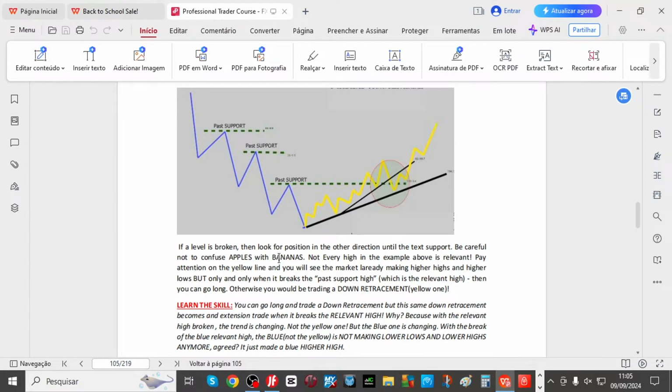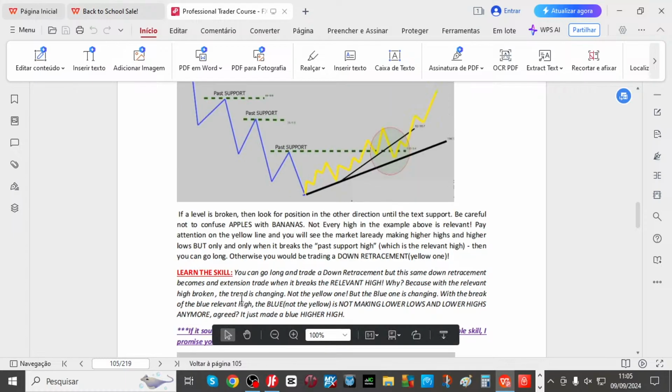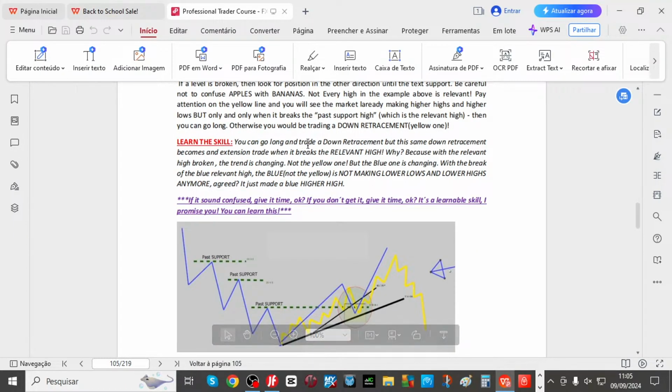Be careful not to confuse apples with bananas. Not every high in the example above is relevant. Learn the skill. You can go long and trade a down retracement, but this same down retracement becomes an extension trade when it breaks the relevant high. Why? Because with the relevant high broken, the trend is changing. Not the yellow one, but the blue one. With the break of the blue relevant high, not yellow, it's making lower lows, lower highs.